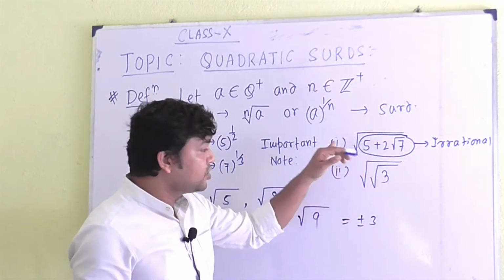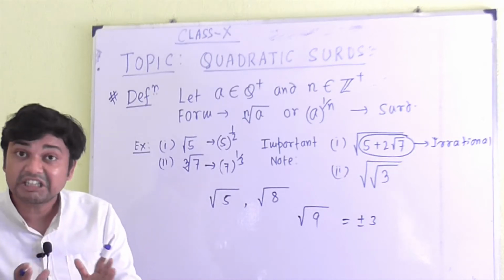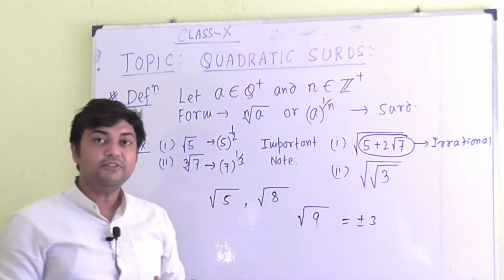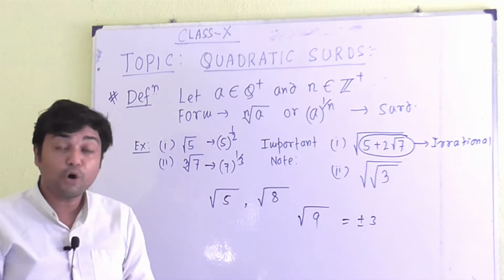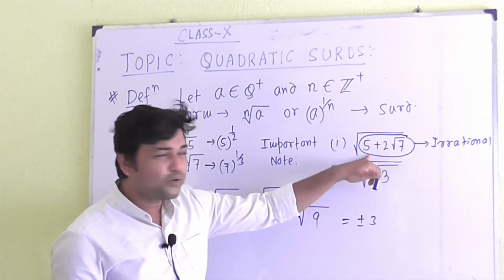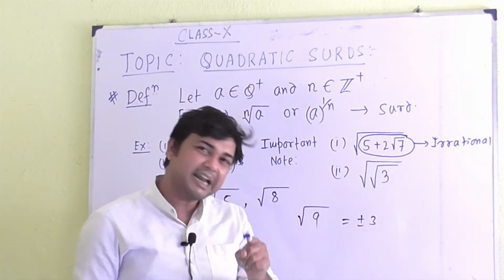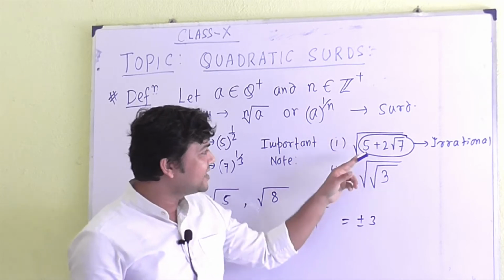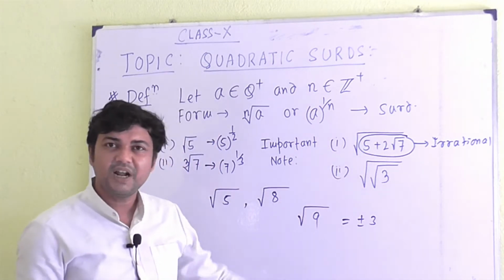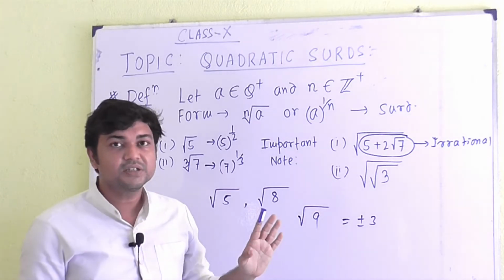Okay, so basically what can we say about surds? A surd is one kind of irrational number, and it will always provide you an irrational number. In the number inside the square root, 5 plus 2 root 7, it is clearly visible that 5 plus 2 root 7 is an irrational number. So naturally, inside the square root, if we find an irrational number, that will give you an irrational number, but it is not a surd.